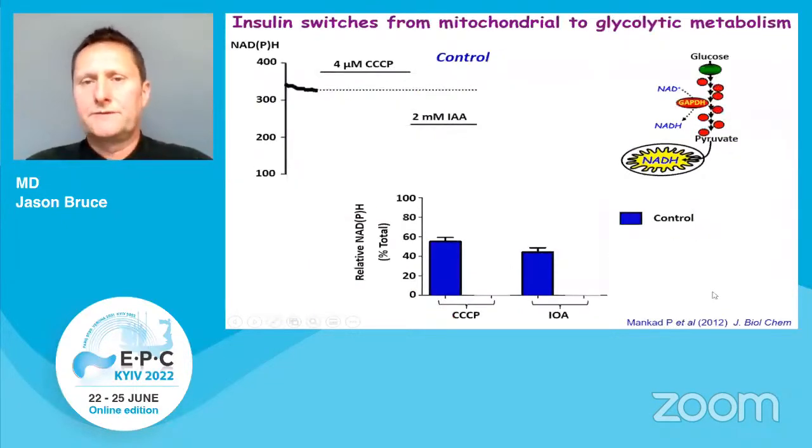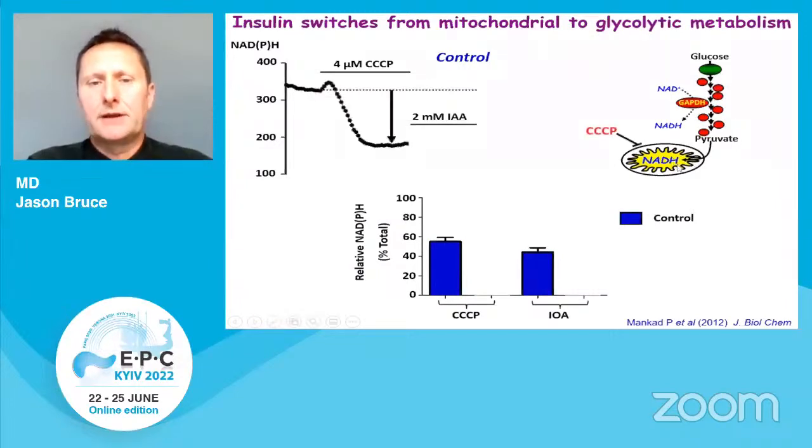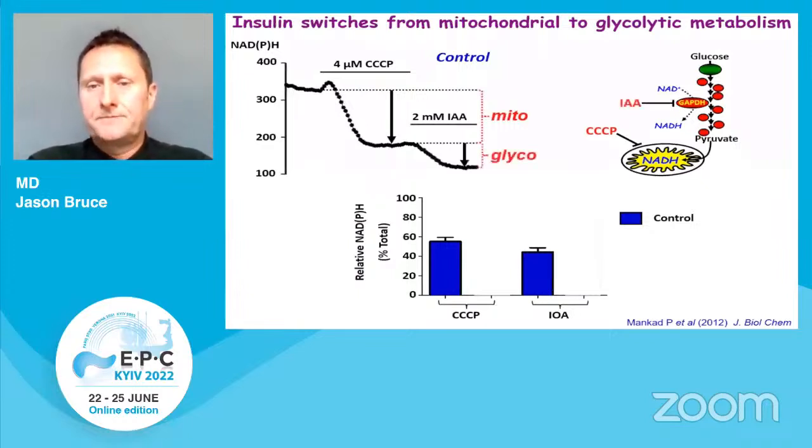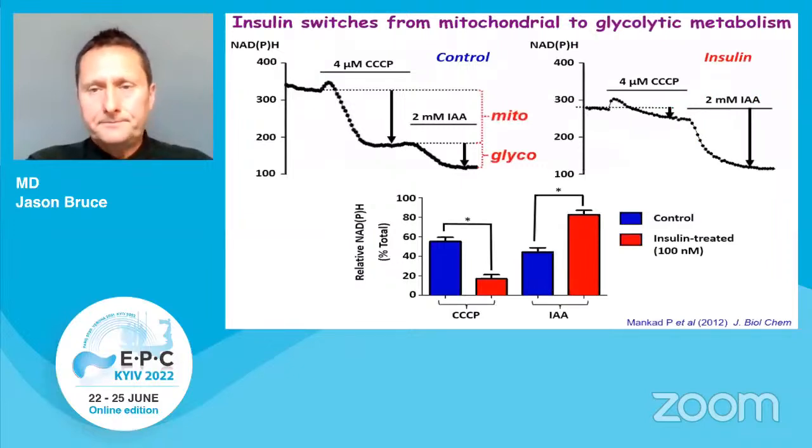The mechanism involves a switch from mitochondria towards glycolytic metabolism, and we assess this by measuring NADH autofluorescence. So the bulk of NADH comes from the Krebs cycle within the mitochondria. So when we deplete this with a metabolic uncoupler, we get a drop in NADH autofluorescence. But also there's a source coming from the glycolytic enzyme GAPDH. And therefore, if we inhibit GAPDH, we get a further decrease in NADH. And interestingly, when we treat with insulin, there's a reduction in mitochondrial NADH and an increase in glycolytic NADH.